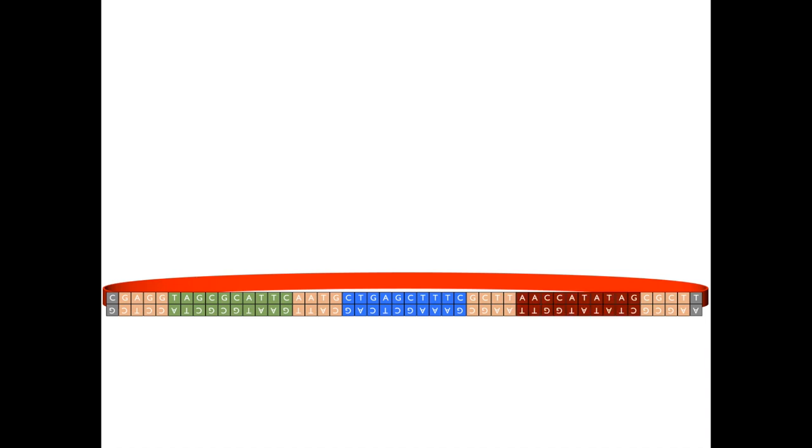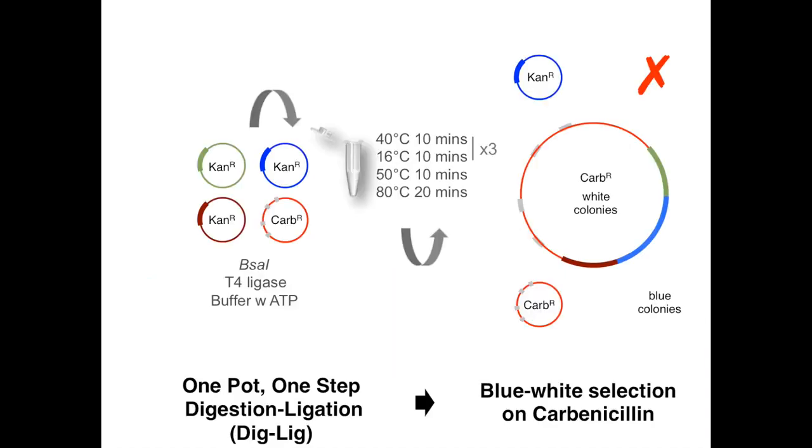The protocol for the multiple fragment cloning reaction looks very much like the single fragment reaction. In a single tube, the three plasmids containing the fragments that we want to clone and the plasmid that we want to clone into are mixed together with the type 2S restriction enzyme, BsaI. T4 ligase is also added to ligate the complementary overhangs together. The reaction mix is cycled through the same temperatures to allow digestion followed by ligation, and then used to transform competent cells, which are plated on media containing carbenicillin and X-gal for blue-white selection. Carbenicillin-resistant white colonies are likely to contain the assembly of interest.